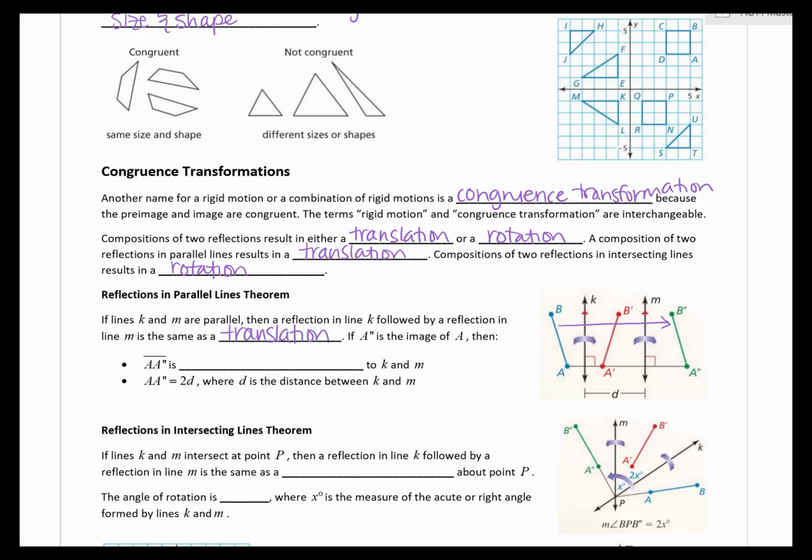If this occurs, A double prime is the image of A. The segment from A to A double prime will be perpendicular to both of those parallel lines. As you can see, when I move this point over to here, they are perpendicular. The distance from A to A double prime, or B to B double prime, or any point to its double prime: we know the distance between the lines is D, and so the distance entirely from A to A double prime is 2D.